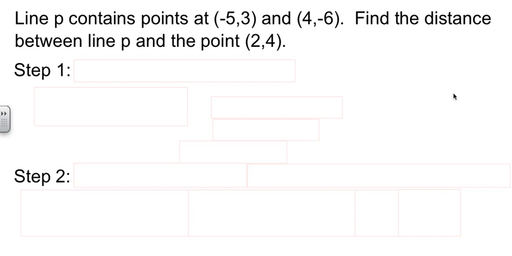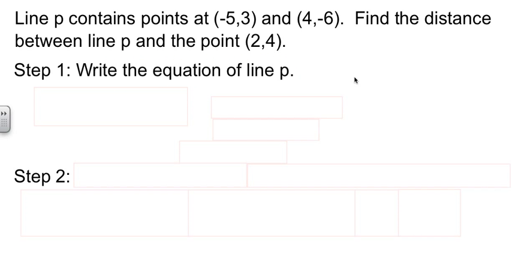So let's put this equation to work. They're going to give us a line P that contains points -5, 3, and 4, -6. They want us to find the distance between that line and the point 2, 4. Okay. Well, we have to go through a few steps here. And just remember as you follow along with what we did here, that I have shortened the work the book expects from you. I've found a better way for you.